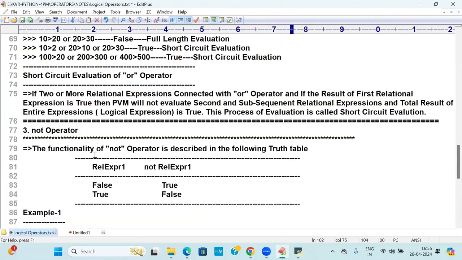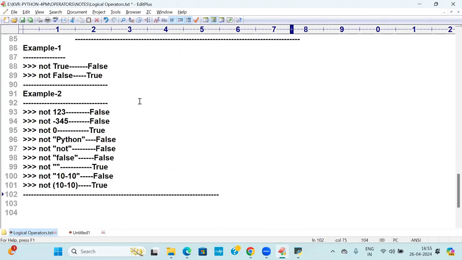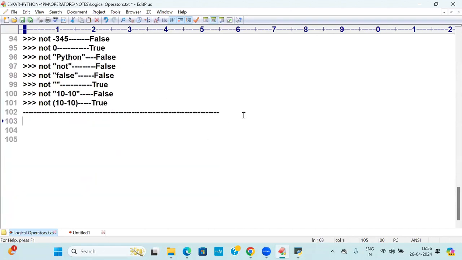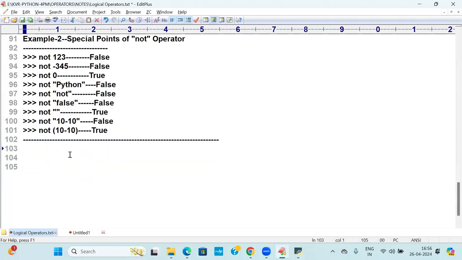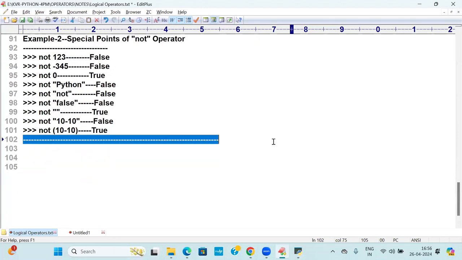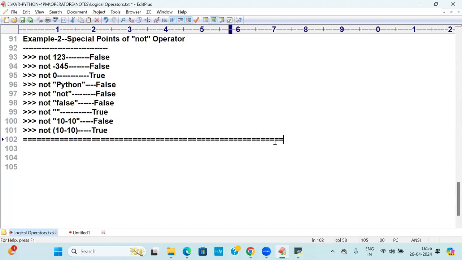Finished? Now I'm talking about some special points. These are the special points about the not operator. Keep these in mind before going to an interview. Special points of the not operator. Go to the next point. Very, very easy. Now I'm saying special points of each operator. Next, the and operator I will talk about. The and operation, this is what I'm interested in from a long time. Special points with the and operator.